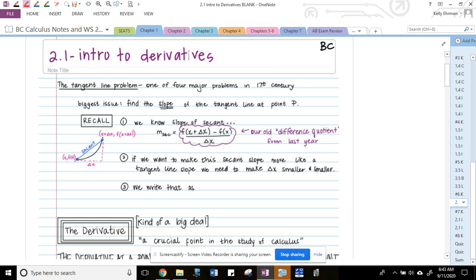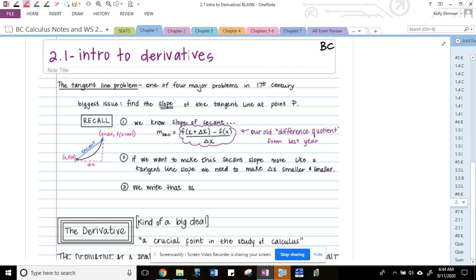Trying to find the slope of a tangent line at point P, because we know that if we have 2 points, a secant line, we can find the slope between any 2 points, and that's our difference quotient from last year and the year before. But if we want, rather than a secant line, the slope of a tangent line, which you'll see the importance of as we go through this, we have to figure out how to do that.